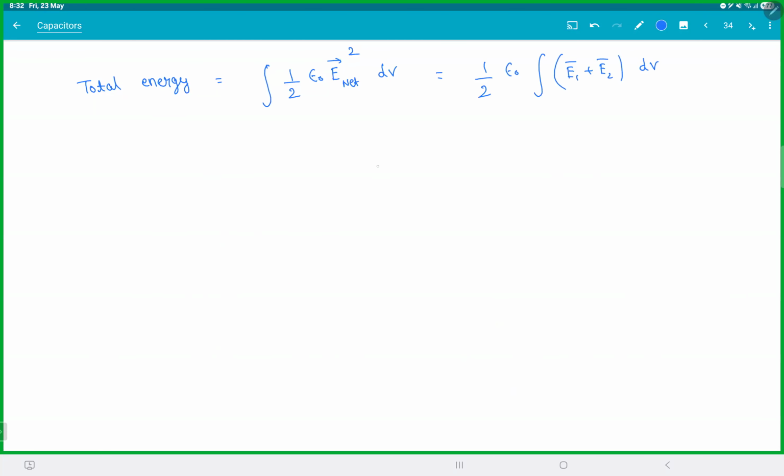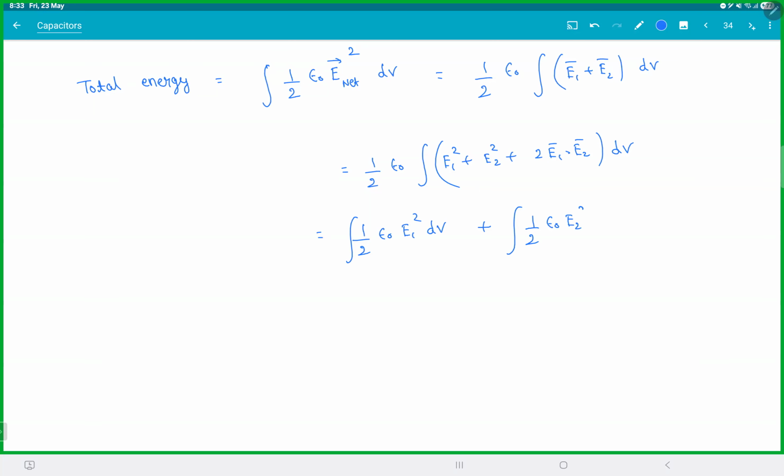Now if you expand this, you'll end up with half epsilon integral of E1 squared plus E2 squared plus 2 E1 bar dot E2 bar dV. So this will be the integral half epsilon E1 squared dV plus the integral half epsilon E2 squared dV plus epsilon integral E1 bar dot E2 bar dV.